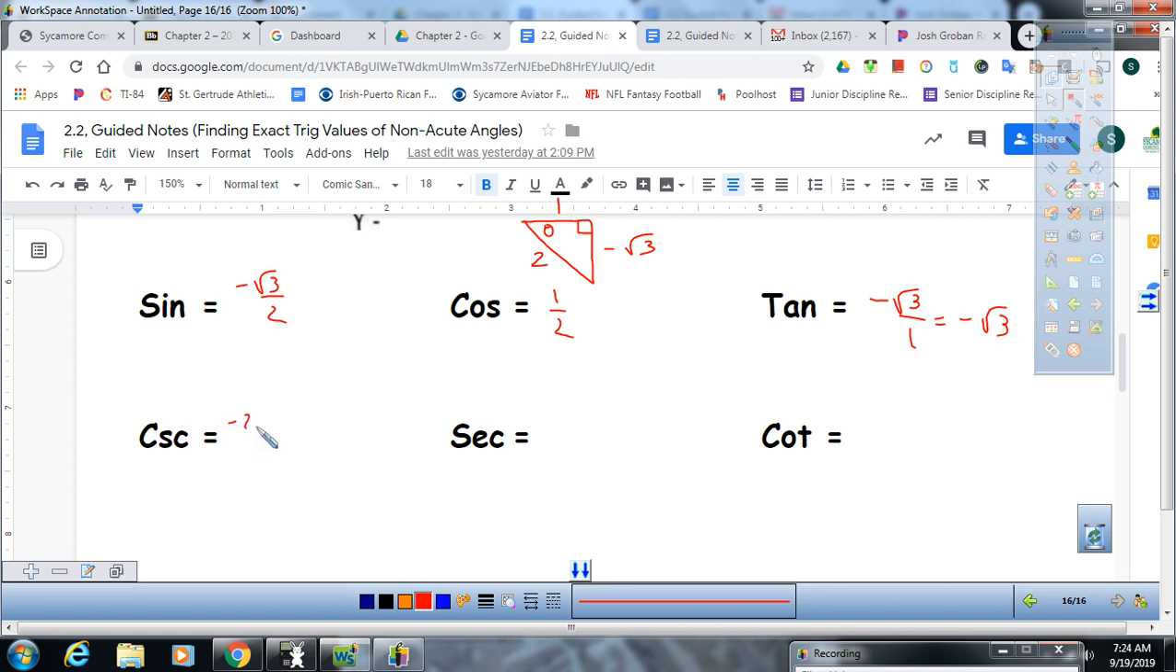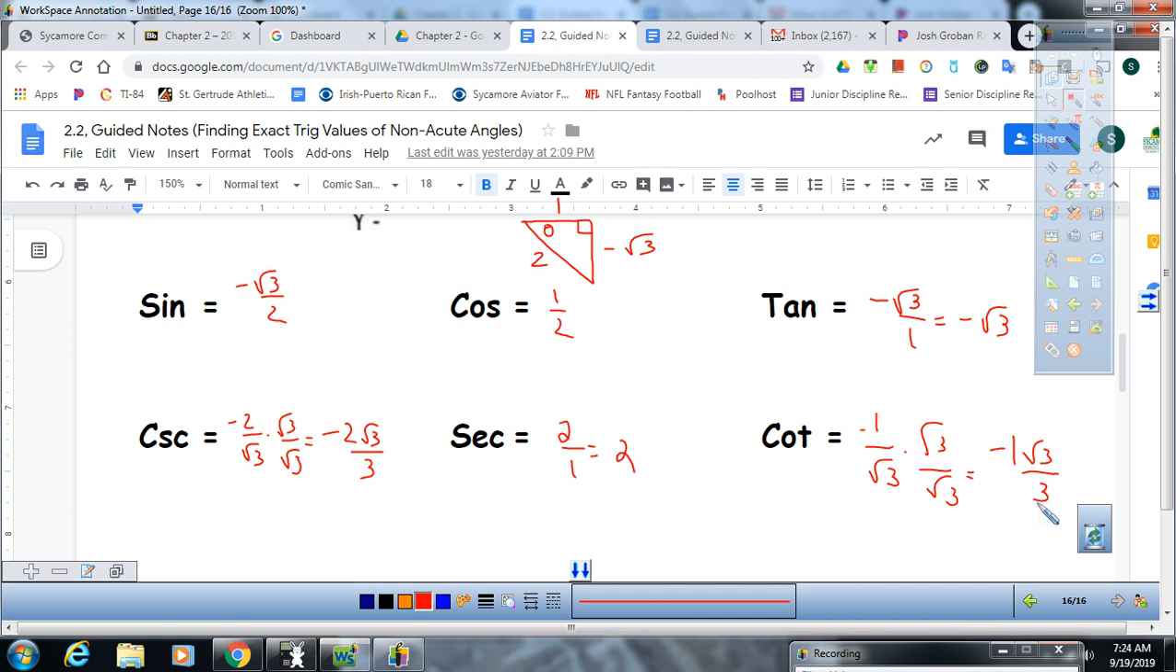So this is negative 2 over radical 3, which, if you multiply by radical 3 over radical 3, you get negative 2 radical 3 over 3. It's also helpful to know the reciprocal of this, because if you can remember that, it helps you not have to do this part. Obviously this one's easy, 2 over 1, which is 2. And then cotangent, 1 over radical 3, and it's negative, so multiply by radical 3 over radical 3, and you get negative 1 radical 3 over 3.